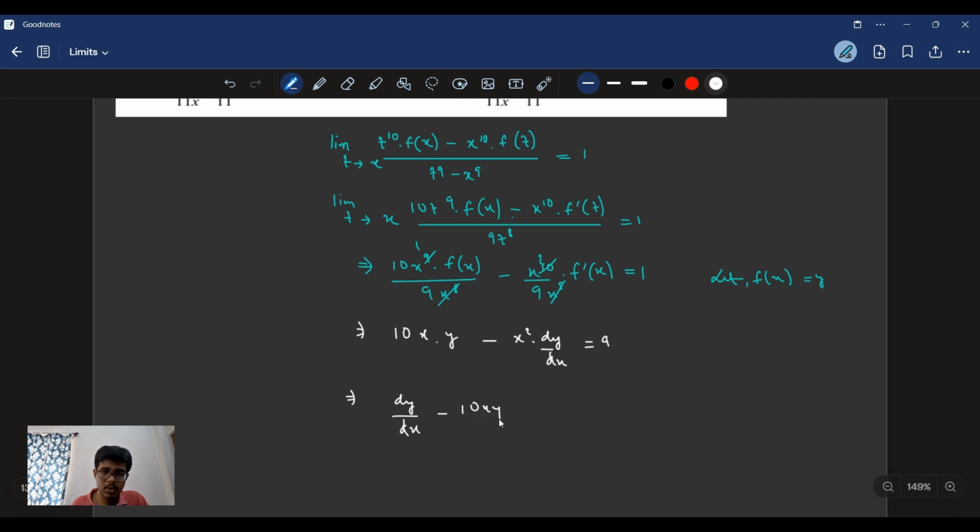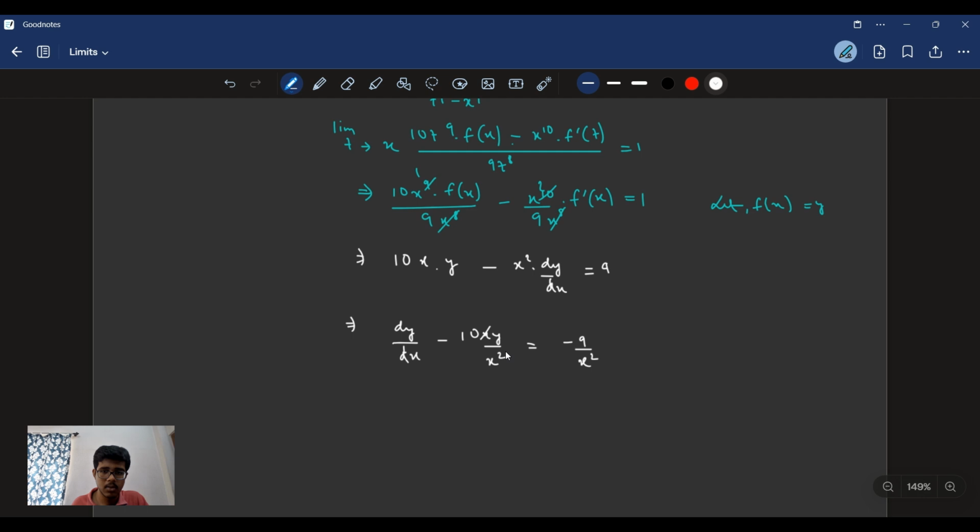So dy by dx minus 10y by x equals minus 9 by x square. Now the integrating factor here is going to be e to the power integral p dx. Now what is p here? Minus 10 by x dx. So it is going to be e to the power minus 10 ln x, that is x to the power of minus 10.